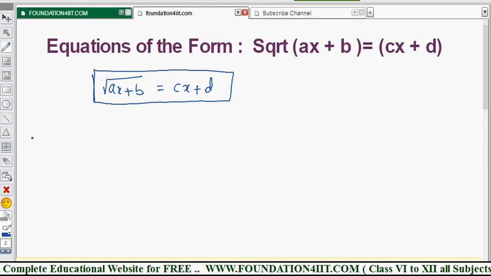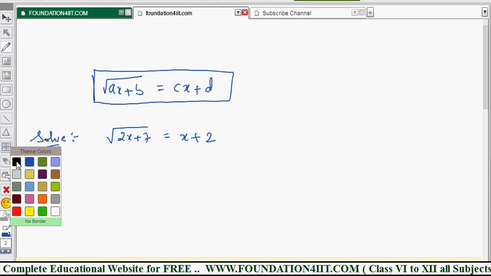So for example, solve. Only in this type of format can we use this method, right? For example, solve square root of 2x plus 7 is equal to x plus 2. Now, under the square root there should be a positive value, and the square root of any value should be positive. That is important, whenever you get a problem like this.